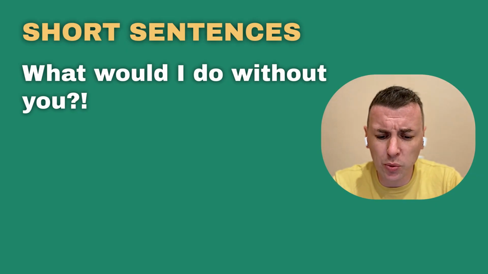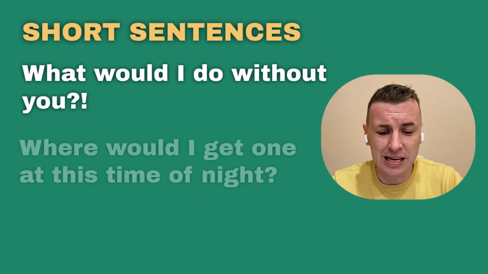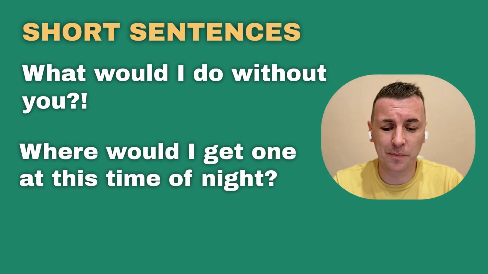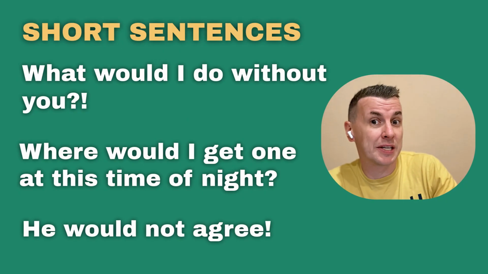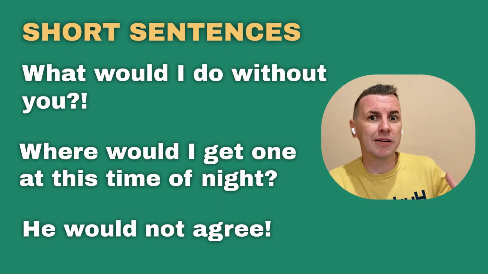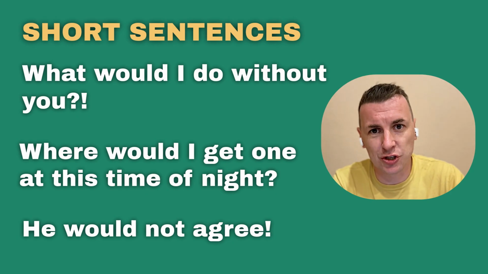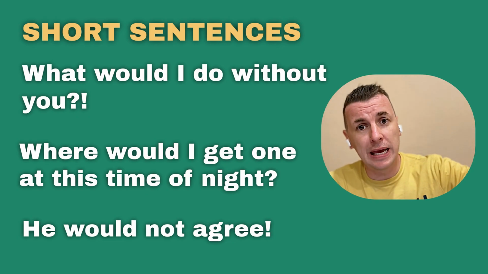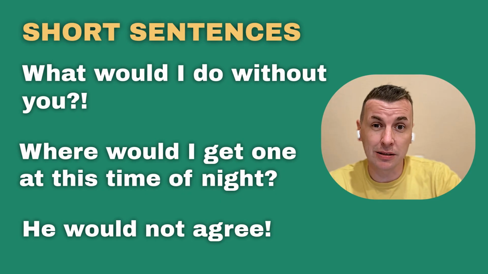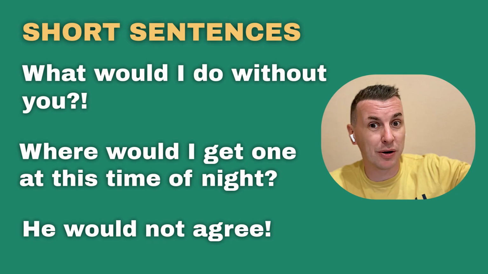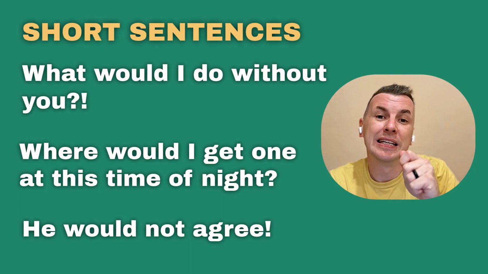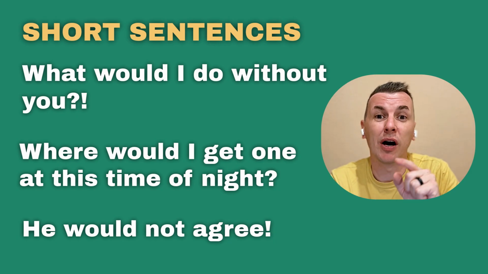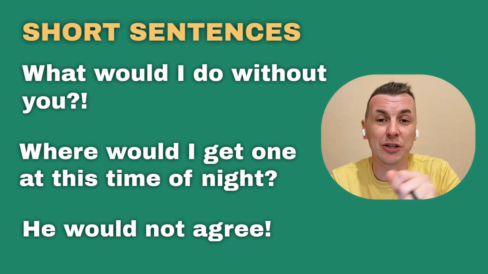Or, where would I get one at this time of night if I wanted one? Or you can tell somebody, he wouldn't agree if I asked him. I'm not going to ask him, but if I asked him, he wouldn't agree. I just know that. Okay. So again, you're using the past tense here, even though you're talking about a future situation. Like, if I asked him tomorrow, he wouldn't agree, because the past tense here does not focus on the past. It focuses on the fact that it's unrealistic.